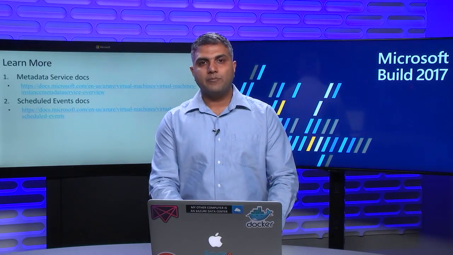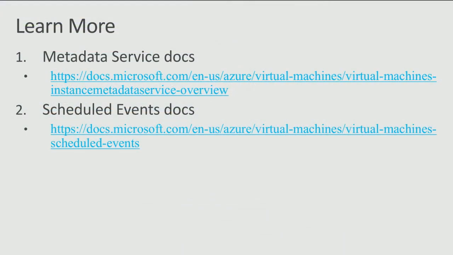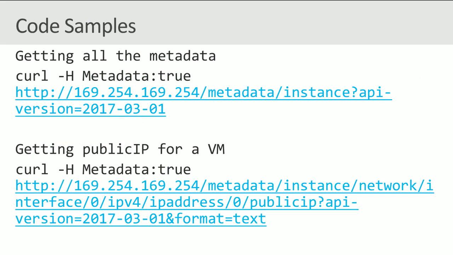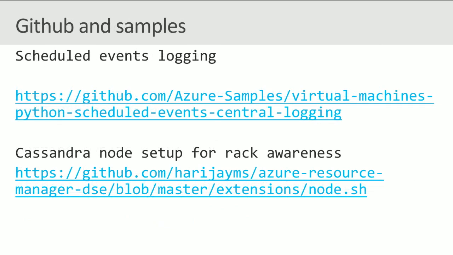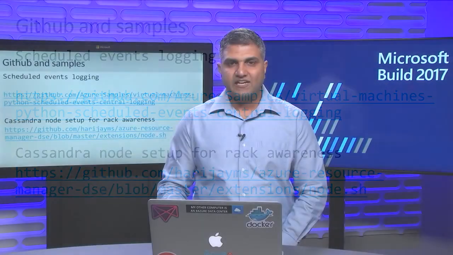To learn more about the metadata service or scheduled events, you can look at the documentation available at docs.azure.com. Finally, as a parting sample, we want to also talk about samples that you can leverage for your own setup for both metadata as well as scheduled events. So here are some samples of quickly getting metadata via curling at the metadata endpoint. There are also GitHub samples for both scheduled events in Microsoft samples, as well as the Cassandra node setup for rack awareness that I showed.